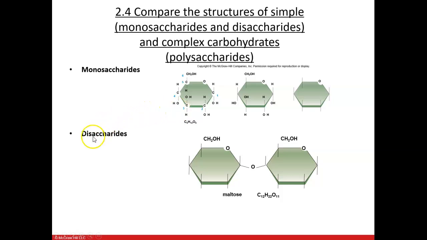Okay, so if we want to make a disaccharide, you can take 2 monosaccharides and hook them together.